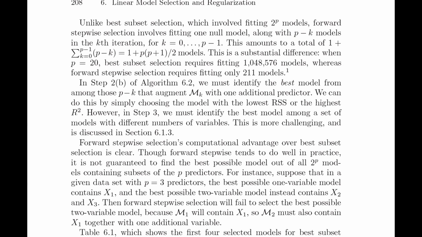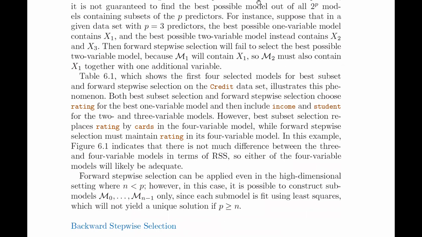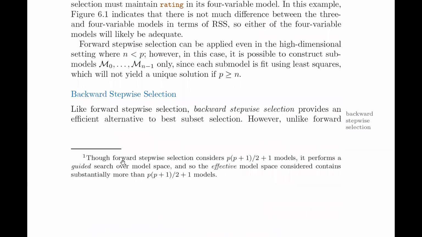When P is 20, best subset selection requires those 1 million models that we mentioned earlier, whereas forward stepwise selection requires, and this is like 4 magnitudes less. And there's also a footnote. Though forward stepwise selection considers so many models, it performs a guided search over model space.